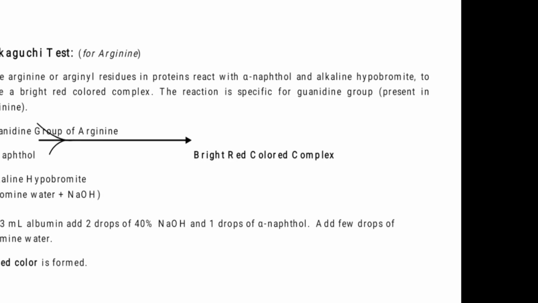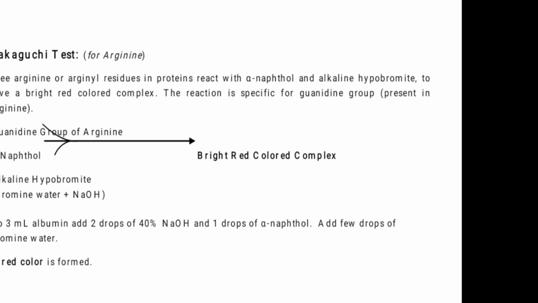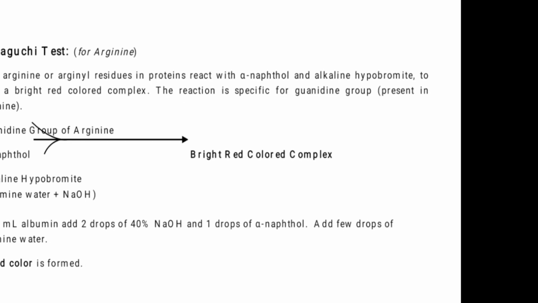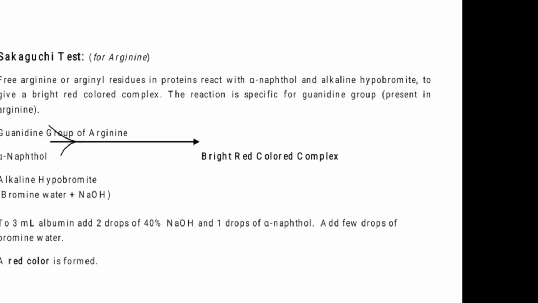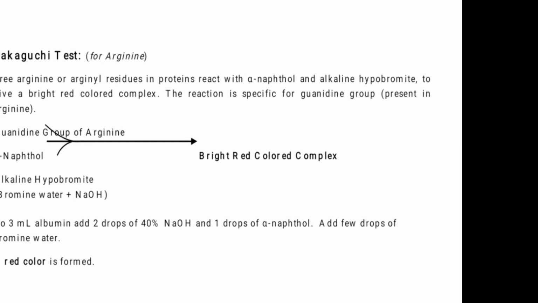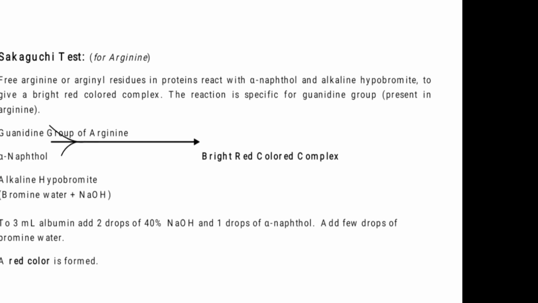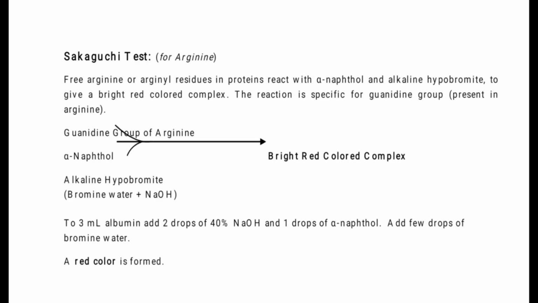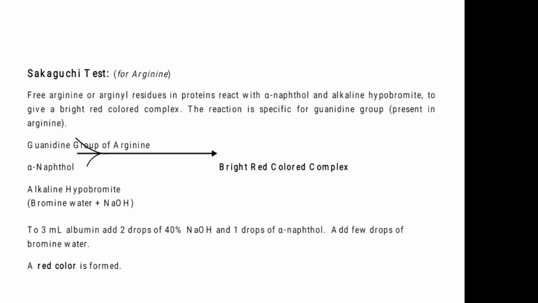So this reaction gives a bright red color, Sakaguchi test positive, only because of the presence of the guanidine group present in arginine. We have to take 3 ml of egg albumin solution, add 2 drops of 40% sodium hydroxide alkali and 1 drop of alpha naphthol. A red color is formed. In the previous Millon's test you also get red color, that is for tyrosine; this is for arginine.